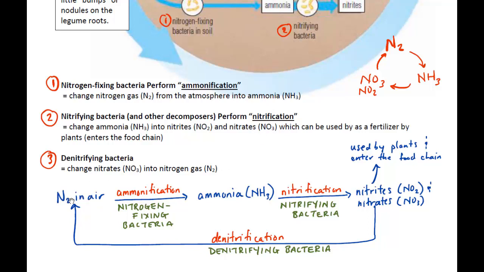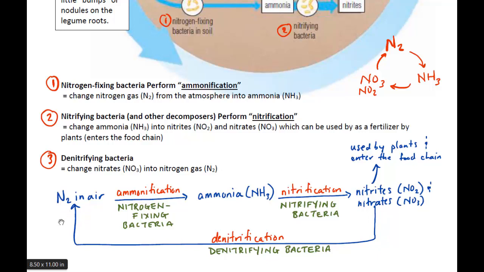All right. So here again, nitrogen in the air, you have ammonification by nitrogen-fixing bacteria. It makes your ammonia. Then you nitrify it by nitrifying bacteria. You make your nitrites or nitrates, which can be used as fertilizer in plants and enters the food chain that way. Or you can have denitrification by denitrifying bacteria, and that's converting this back into the nitrogen.